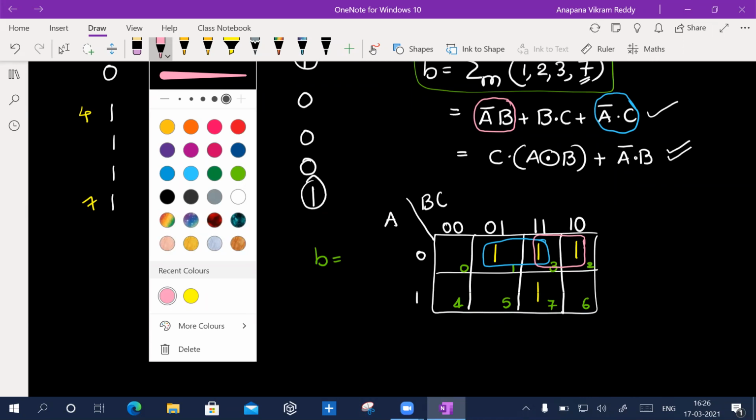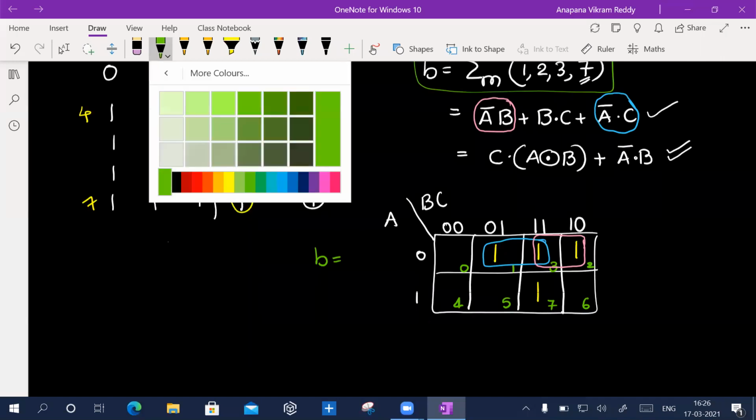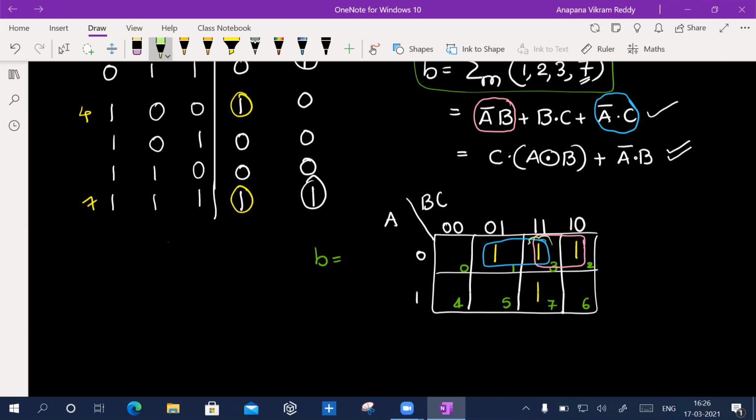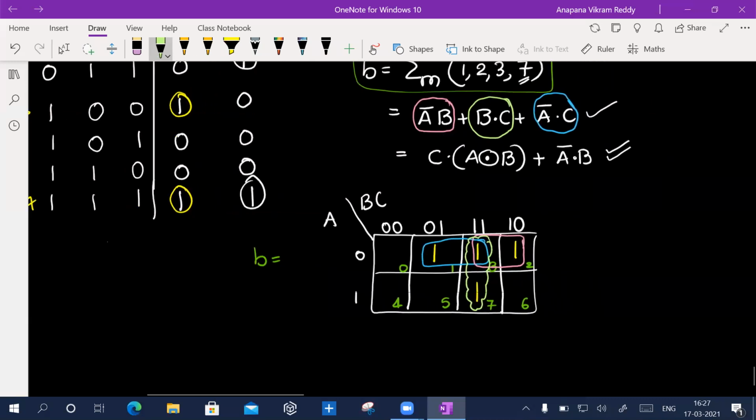Then I'll take one more color. I'll take light green, pale green. So what do you think is this? B and C. So A complement B or B and C or A complement and C. And this must be equal to C and A exclusive NOR B or A complement and B.